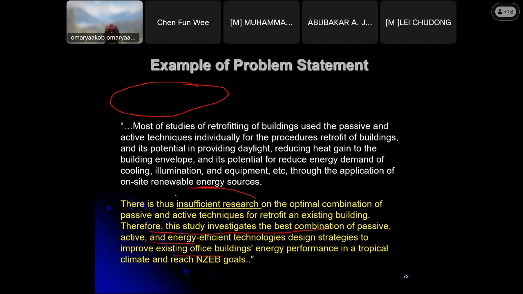So this declaration is, to the best of my knowledge, there is insufficient research. Okay, you don't have to write it, but when you write that, it means you declare that you have done the study and you found out there is not enough research being done.